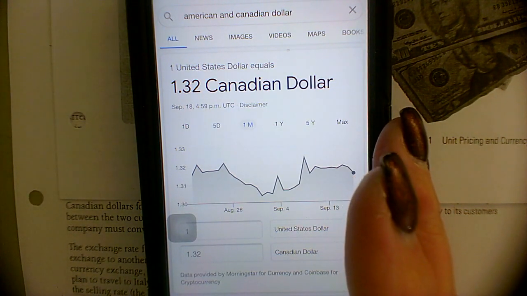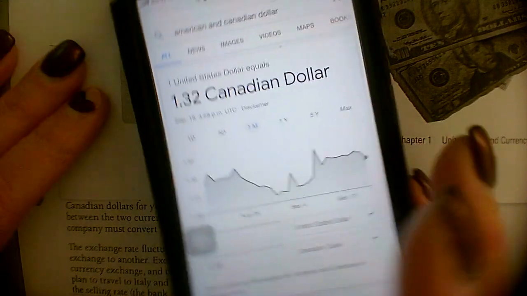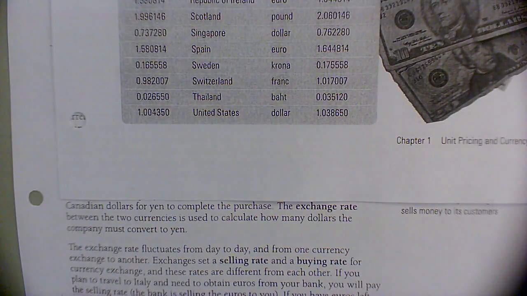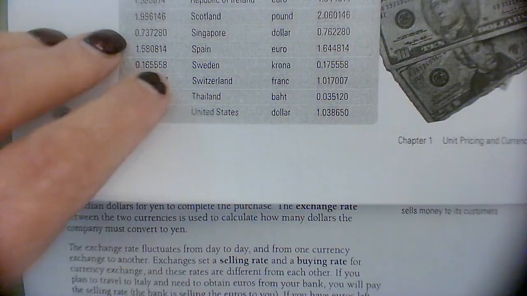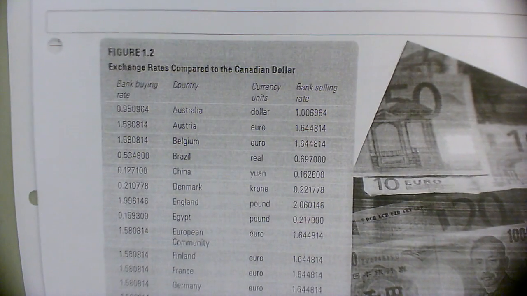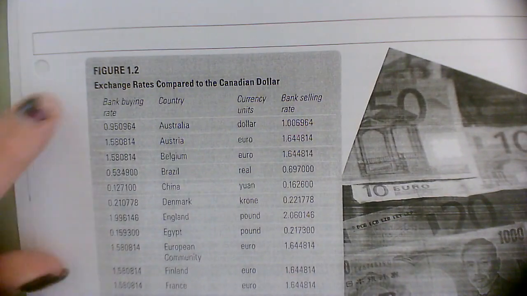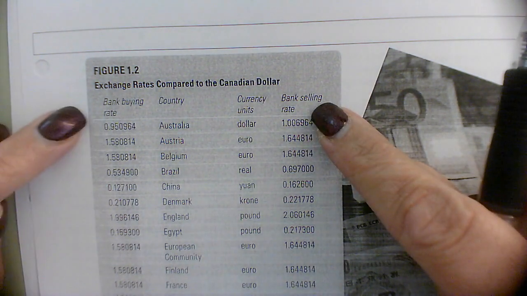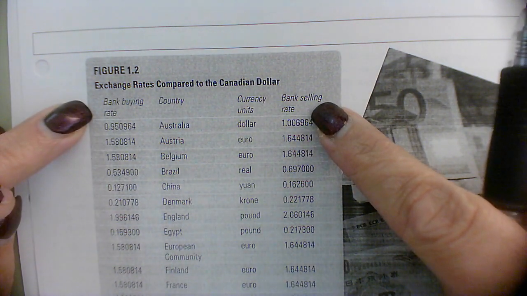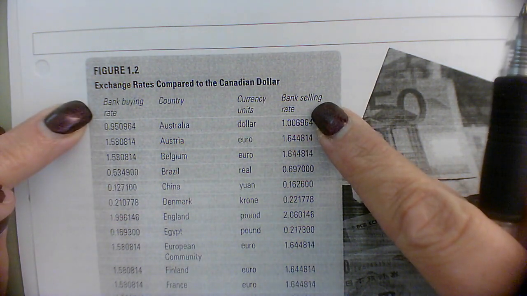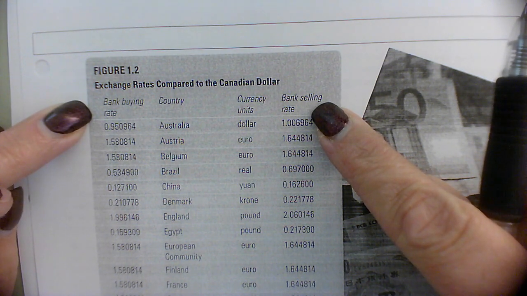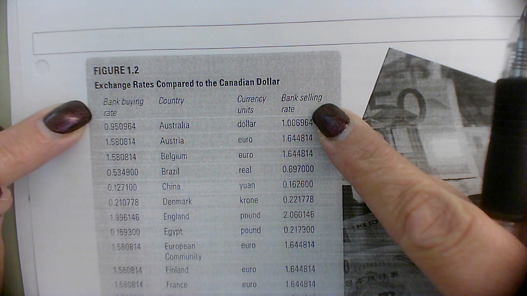All right, that's kind of the exchange rate. Now, you will notice on this chart that there are two columns, right? There is a bank buying rate and there's a bank selling rate. Everything is described in the context of the bank. It is never in context of you. It is the bank selling you money and the bank buying money back from you.